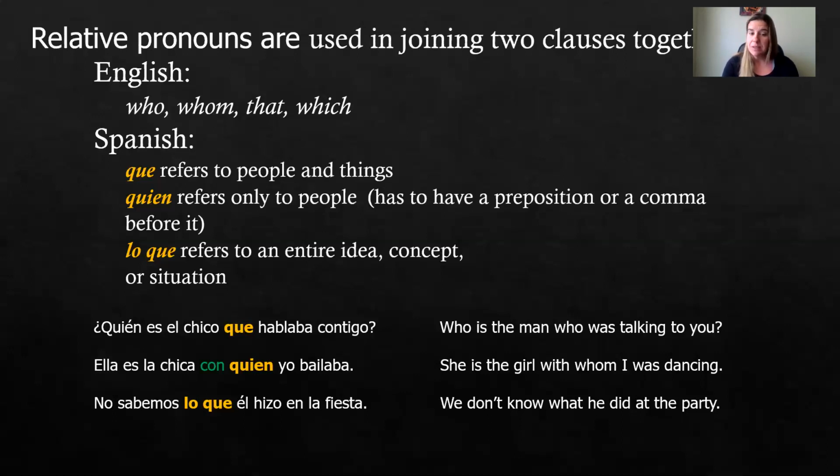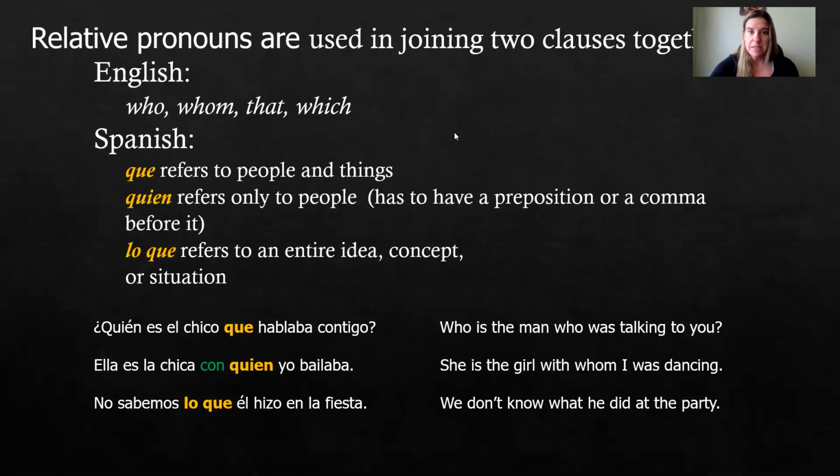No sabemos lo que él hizo en la fiesta. We don't know what, or that which he did at the party. We don't know what he did at the party. Lo que hizo. Okie dokie. So hopefully that makes sense.